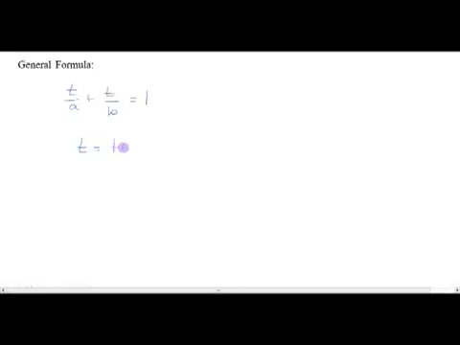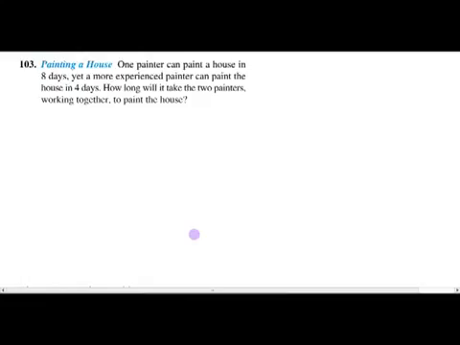T is the time spent working on the job together. A is person A's time. And B is person B's time. All you need to do is put the appropriate numbers in the formula and solve. Let's go back to our house painting problem. One painter can paint a house in 8 days, and a more experienced painter can paint the house in 4 days. How long will it take the two painters working together to paint the house?